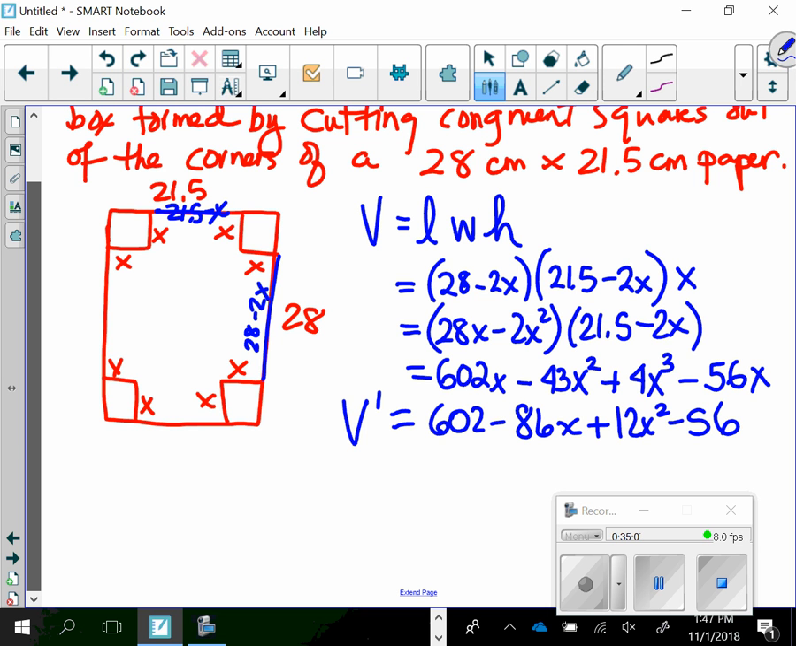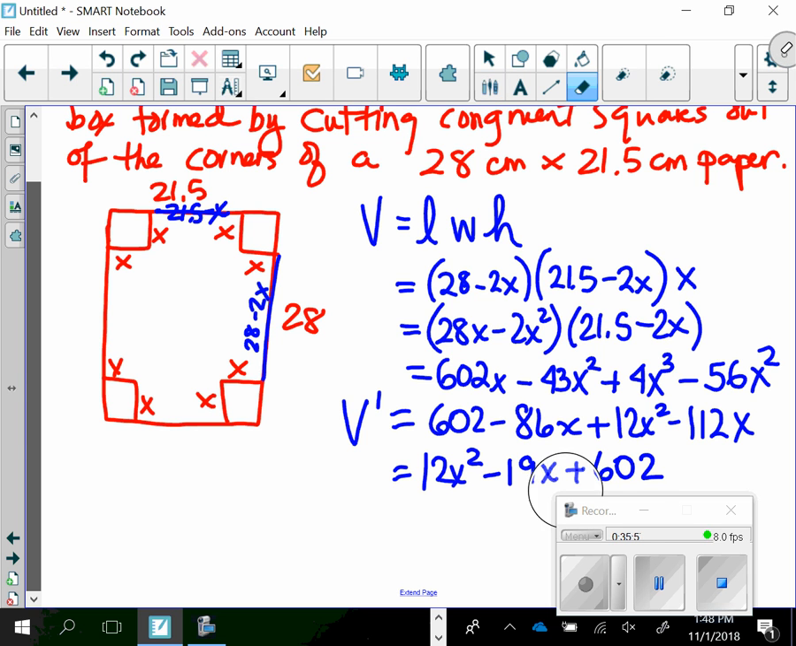Is it? 28 times... okay, so that's 112, is that right? If I really was doing this better, I would have rearranged so I could FOIL quicker, but all right, 12x squared, I got 86 and 112: 198x plus 602. Jeez, 198 is what I said, and then I didn't write that. Thank you for listening to me because I'm trying to rush. Can you tell? Go ahead and solve that using your quadratic formula program.